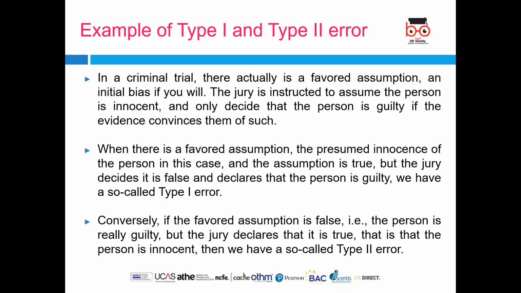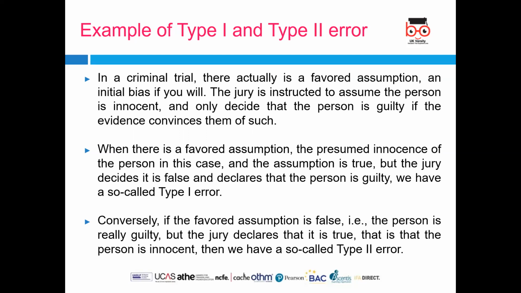In a criminal trial, there actually is a favored assumption and initial bias. The jury is instructed to assume the person is innocent and only decide that the person is guilty if the evidence convinces them of such. Basically, you are innocent unless proven guilty. That is the basic assumption. When there is a favored assumption, the presumed innocence of the person in this case, and the assumption is true, but the jury decides that it is false and that the person is guilty, we have a so-called type 1 error. Type 1 error is that we incorrectly reject a true null hypothesis.